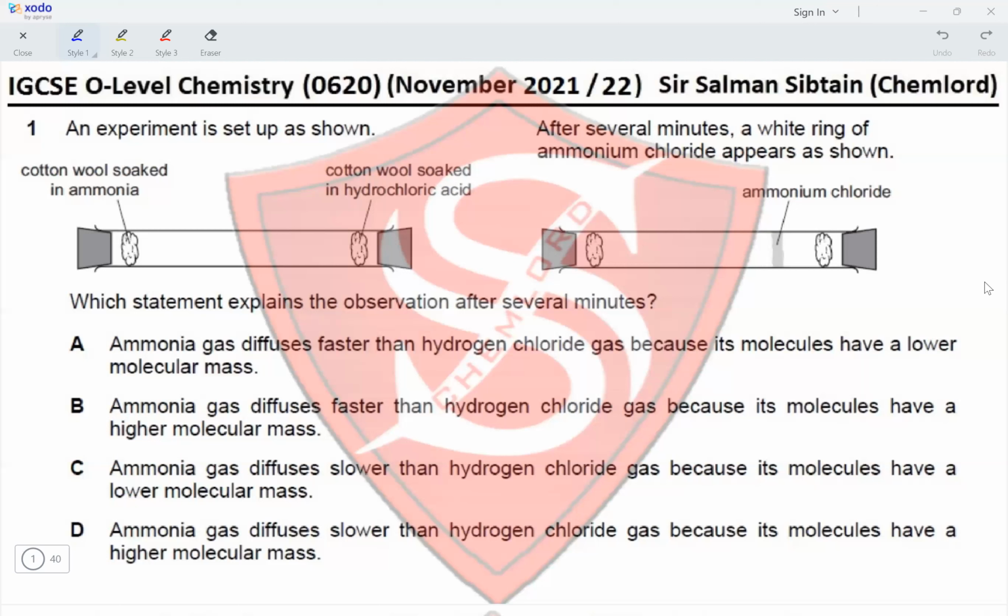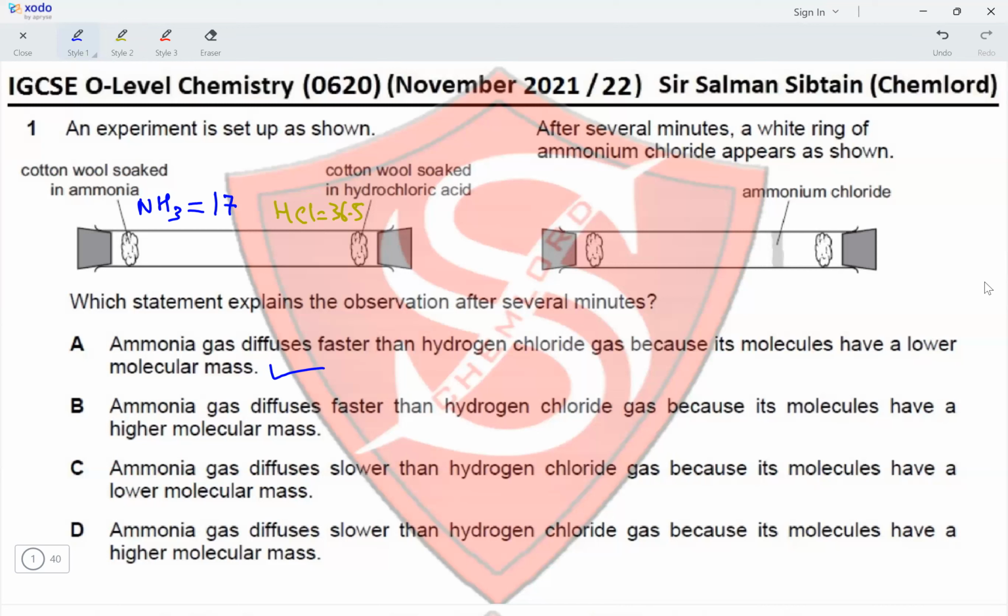Ammonia gas diffuses faster than hydrogen chloride gas because its molecules have a lower molecular mass. Okay, so the molecular mass of ammonia, NH3, is 14 plus 3, 17. And for HCl, it would be 1 plus 35.5, so 36.5. So the molecular mass for ammonia is much lower than that of HCl, so it will diffuse faster. That is true. So this statement seems correct.